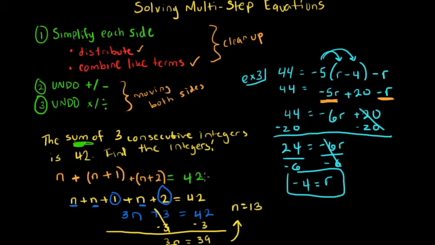But I'm not done. Remember, the problem asks find the integers. So the first one is 13. So the next two, and the final answer would be 13, 14, and 15 are the 3 consecutive integers that add up to 42.